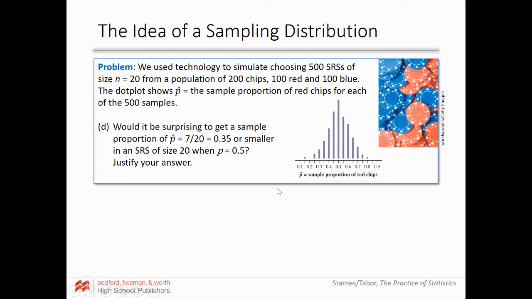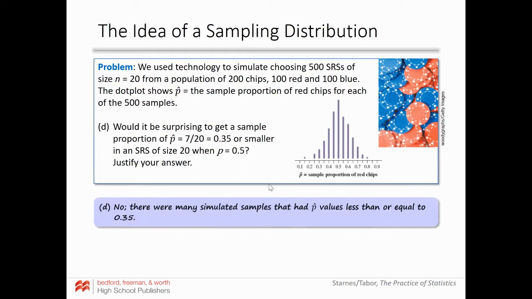So now, using this sample size, would you be surprised to get a sample proportion of 7 out of 20, which is 0.35, or smaller in an SRS of 20 when p is 0.5? So we assume that p was 0.5, that's how we did this SRS, and 0.35, that's here, that happened quite a bit of times, all right?